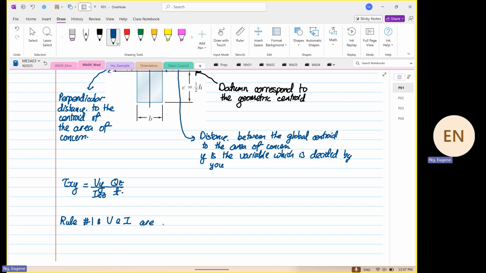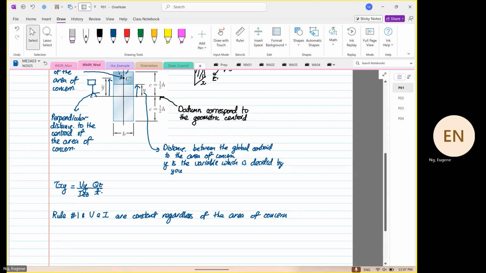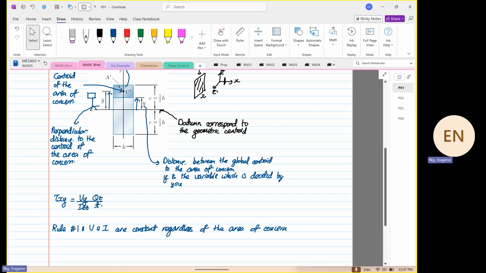...are constant regardless of the area of concern. Okay. Rule number 1. So what does this mean, right? Regardless of the size of the shaded area, I repeat again, regardless of the size of the shaded area, B and I are what? Are constant.